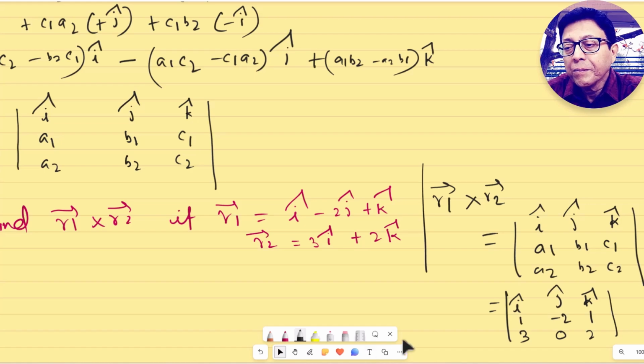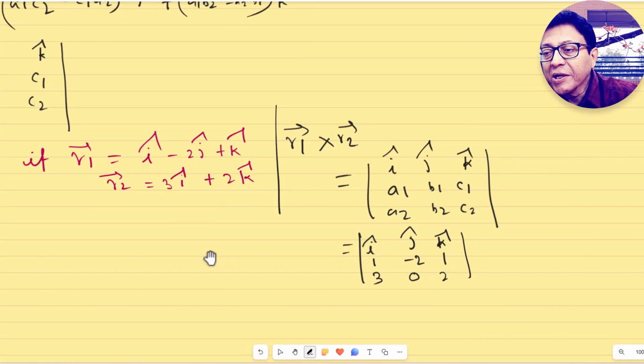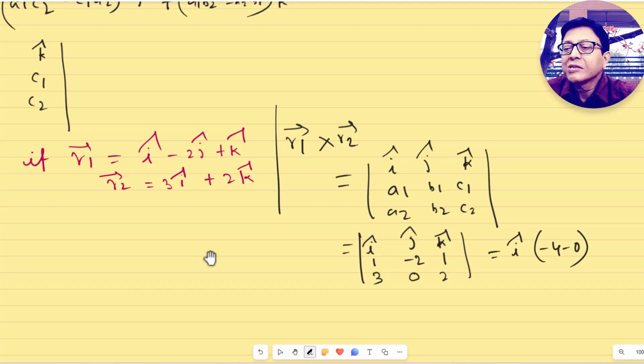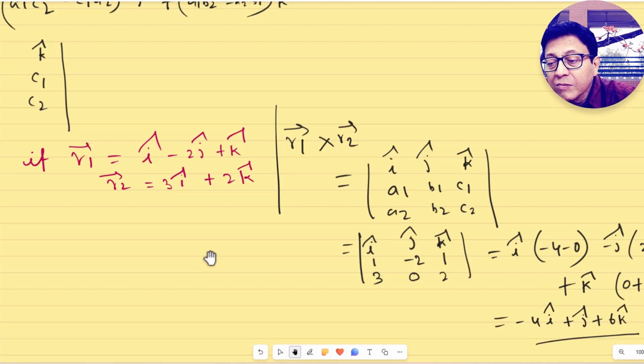I J K and then A1 B1 C1, A2 B2 C2. So this time it is going to be I, J, K. What is A1, B1, C1? 1, minus 2, 1. A2, B2, C2: no J is there, so it will be 3, 0 and 2. Now go for ordinary calculation, that is by using the determinant.